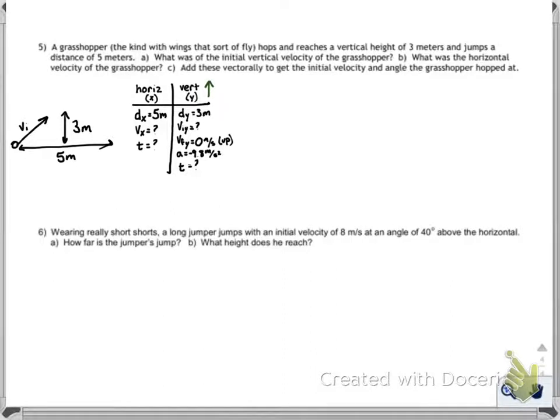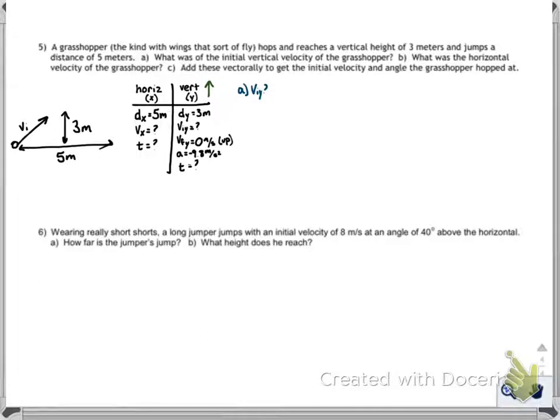then we know that the final velocity is going to be 0 meters per second because at the top of that path our velocity is 0. So we know our distance, we know our final velocity, and we know our acceleration. It's negative 9.8 meters per second squared because this grasshopper is in free fall. And then initial velocity and time we don't know yet.